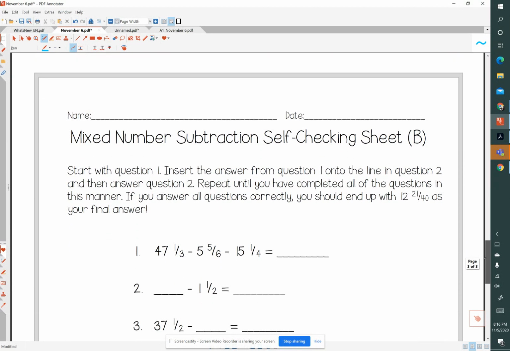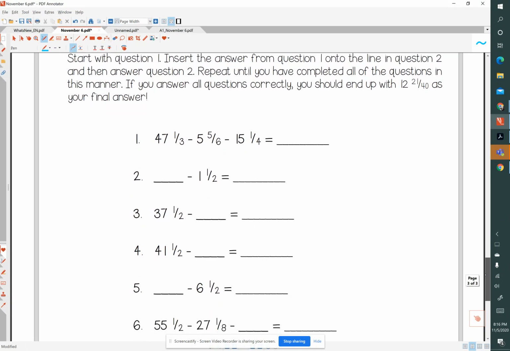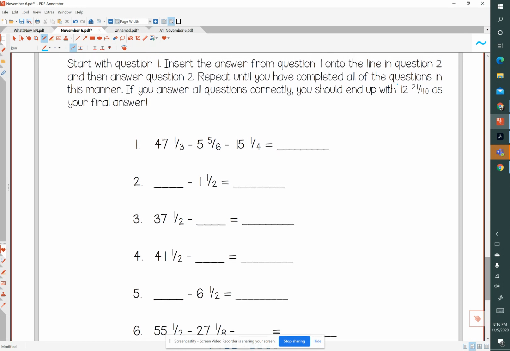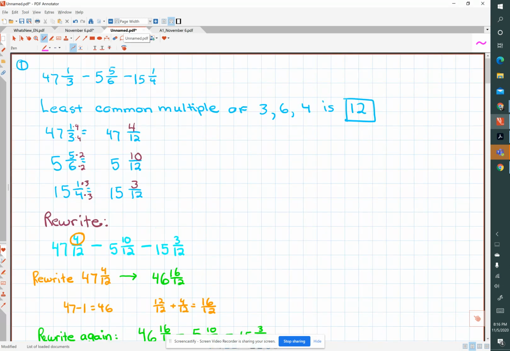All right, here we are with another self-checking worksheet today. And our final answer that we should end up with today is 12 and 21/40. So let's get started with that. With number one, we have 47 and 1/3 minus 5 and 5/6 minus 15 and 1/4. And of course, these problems take a lot of paper. So I've planned ahead. And here is our first problem.